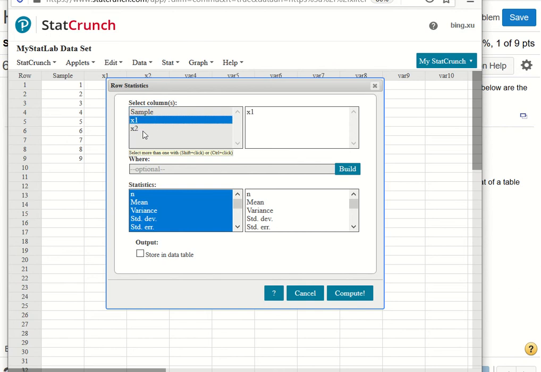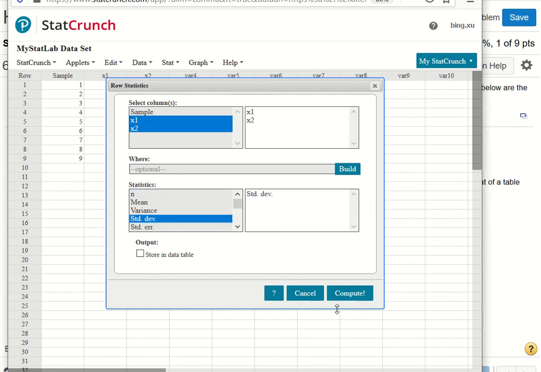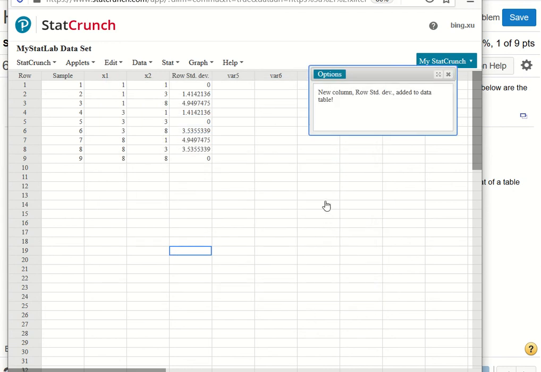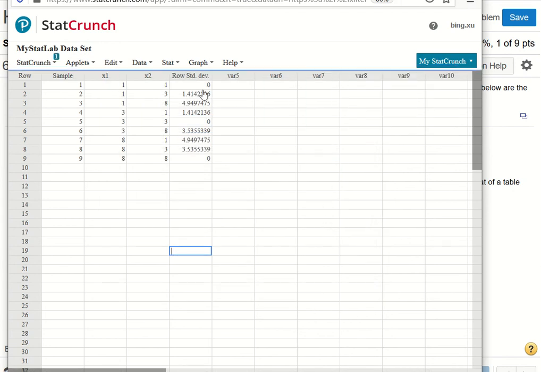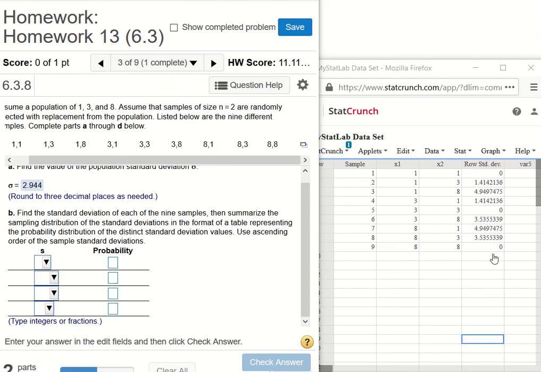Not each row, but x1 and x2, these 2 values. And I'm going to choose standard deviation here. This time I'm going to store it in the data table so I don't have to copy and paste later. Compute. Okay, so we can see the standard deviation for each sample calculated over here. Now let's use this chart from StatCrunch to complete the probability distribution.